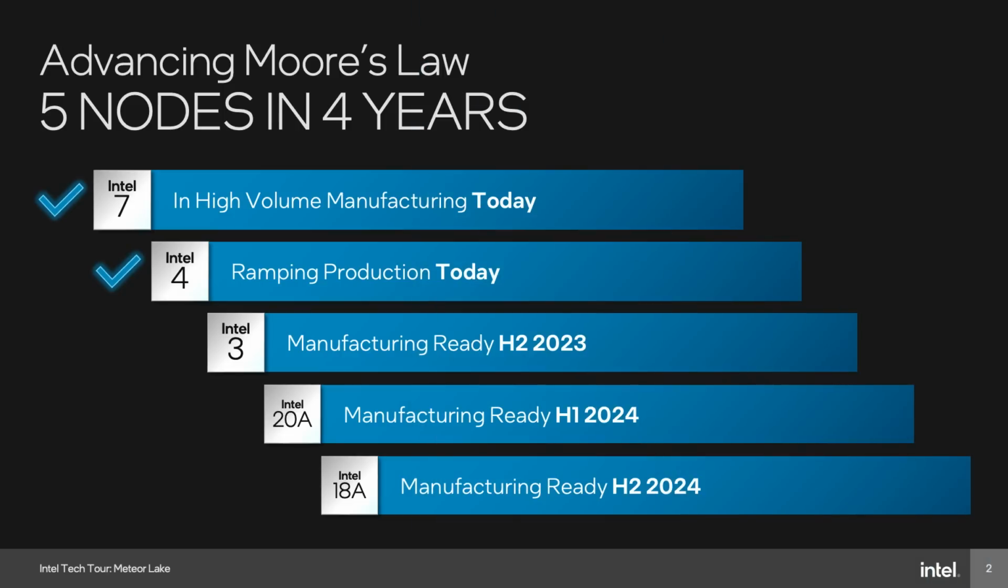5 nodes in 4 years. So Intel 4 is step number 2, and we're in production today. Step number 3 is Intel 3, and Intel 3 will build upon Intel 4. It'll offer denser libraries for scaling. It'll provide additional performance opportunities. Intel 3 is a node that we will use for a very long time for both internal and Intel Foundry products. So it's pretty exciting. Yeah. Step 2 done, 3 to go.